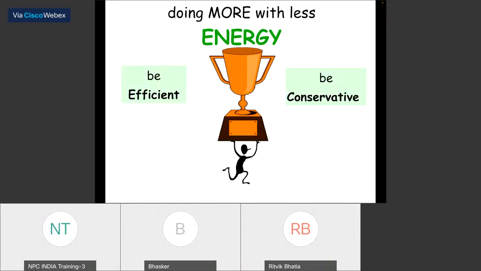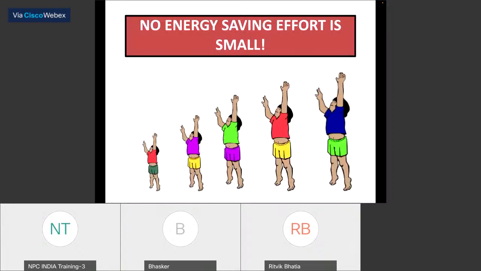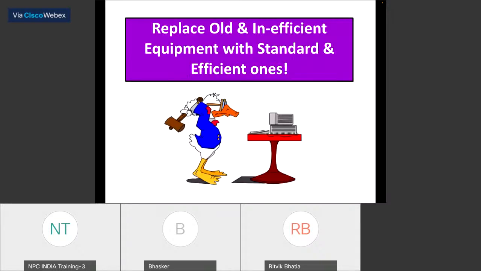So doing more with less energy, please be efficient, be conservative, save power, switch off the lights and fans when not in use. No energy saving effort is small. It is always a very big effort which you do. Replace old and inefficient equipment with standard and efficient ones. Please scrap the old equipment which is non-efficient.